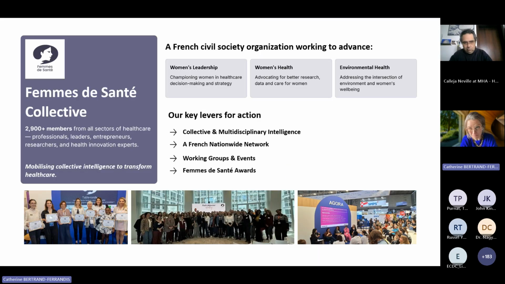It's called Femmes de Santé, so Women from Health Collective. Here in France, we are nearly 3,000 members, women and a little bit of men too. They are accepted in our collective, and we are mobilized to really work on advancing women's leadership and health and environmental health here in France. It's really working by mobilizing collective intelligence to transform healthcare.